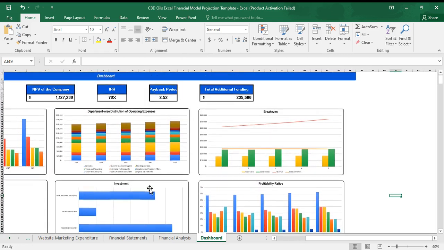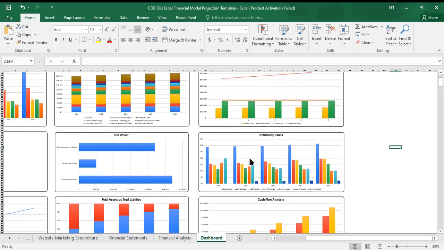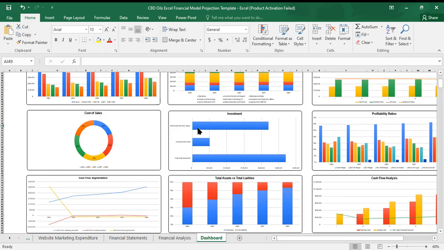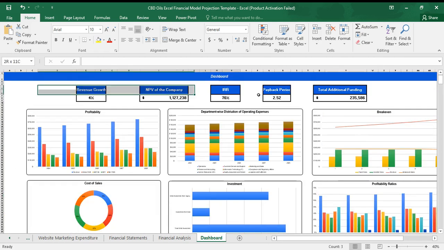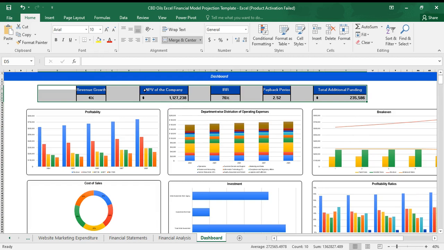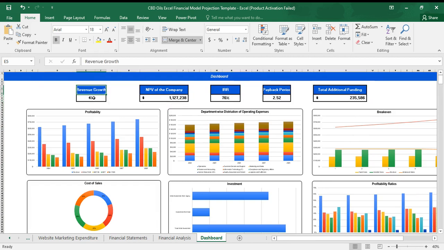We have assets versus liabilities, break-even sales graph, cash flow analysis, cash flow segmentation, and we have also included a scorecard to highlight the major financials of the business, such as revenue growth throughout the 5-year period. We have total additional funding figure here, NPV, IRR, and so on.